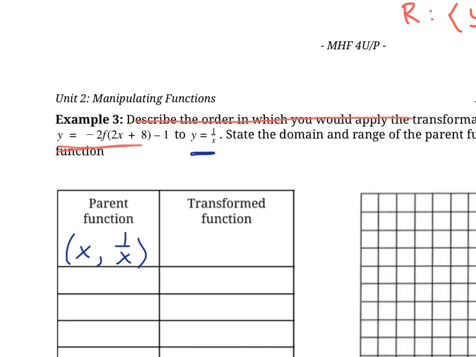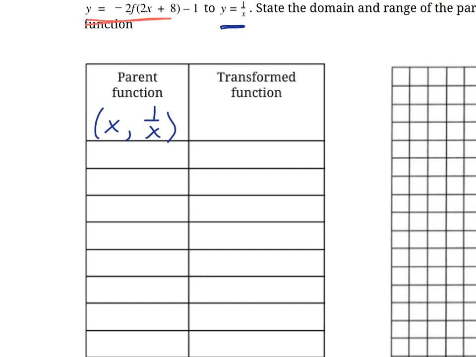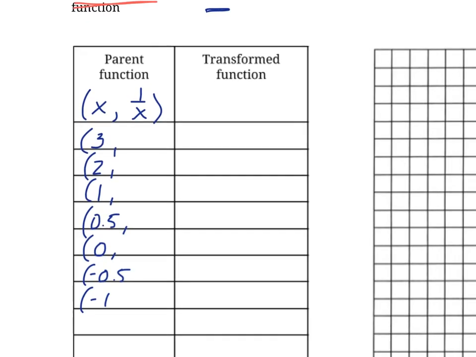What do you think are some easy points to plug in here for these? I know what a reciprocal function like this looks like. Some good values might be things like 3, 2, 1, and getting close to that asymptote, maybe something like 0.5 might be handy as well. And then 0, and let's go just to the negative versions of those numbers. Negative 0.5, negative 1, negative 2. That's fine. So between these, we should be able to sort of figure that out.